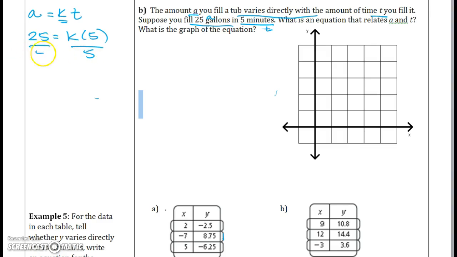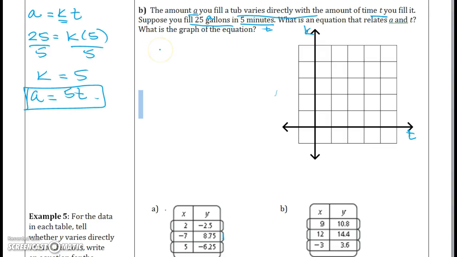Divide by 5, divide by 5. So I'm finding that the constant of variation is 5. So every gallon will take a certain amount of minutes. So A equals 5, this is K, times T, time. The amount A equals K times T. Sorry, had a brain fart. So K equals 5, A equals 5 times T. This will be my T, and this will be my K. So I've got my equation: the amount equals 5 times the time.